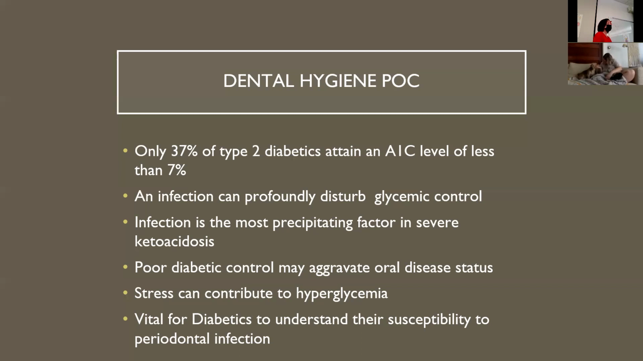So that means the majority of type 2 diabetics are closer to the uncontrolled realm, and so we're going to see more of these effects in the mouth. And infection can profoundly disturb the glycemic control. We've talked about that. Infection in the mouth, the periodontal disease infection process, can disturb glycemic control. So that can add to their inability to control their diabetes as well. Or it could be an infection anywhere else in the body, like an infection in their foot or somewhere else that's causing their diabetes to just not be as stable.